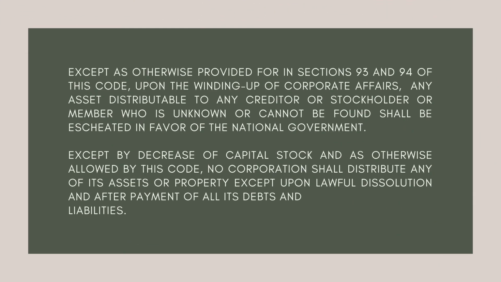Section 139 also expressly states that any asset distributable to any creditor or stockholder or member who is unknown or cannot be found shall be escheated in favor of the national government, subject to provisions of the rules of distribution and plan of distribution of assets. By escheated, meaning it is reverted to. And also it is a general rule that the distribution of assets shall be first applied to its debts and liabilities, and only upon its balance would it be for the distribution to its shareholders or members.